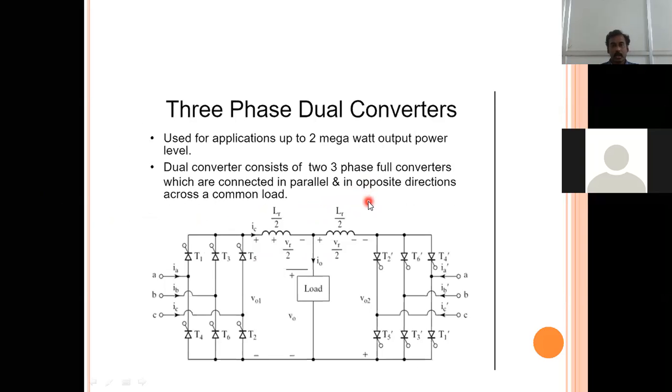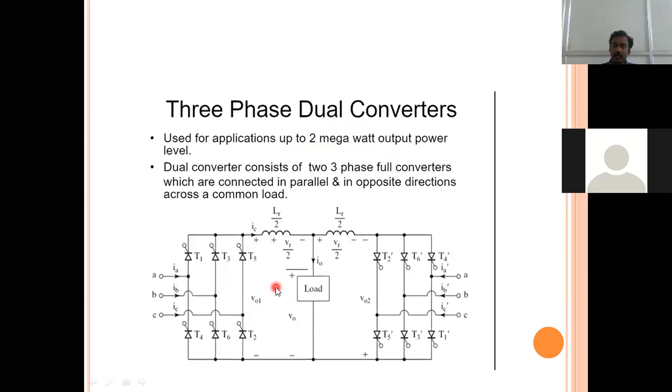Okay, so in the last class we considered the 12 pulse converter, 6 pulse converter, like that, isn't it? Whenever you consider the 12 pulse converter, the symbolic representation is this one. It is used when the power demand requirement is going to be high, up to 2 megawatt DC output level. If the DC output required for the application is up to 2 megawatt, then the dual converter is used.